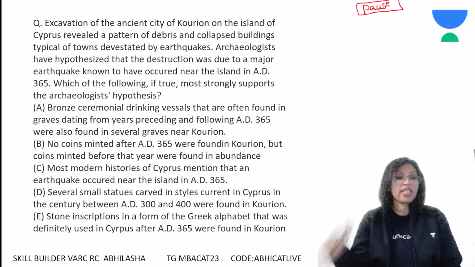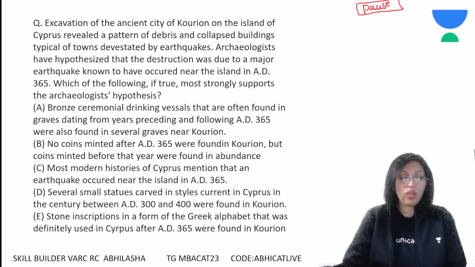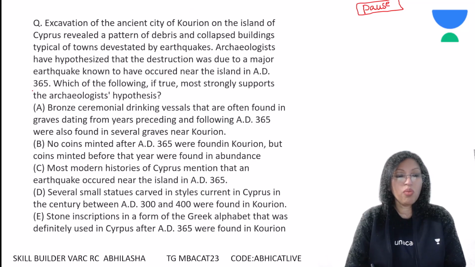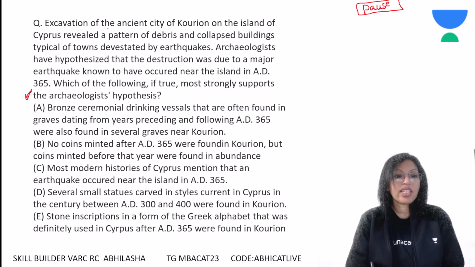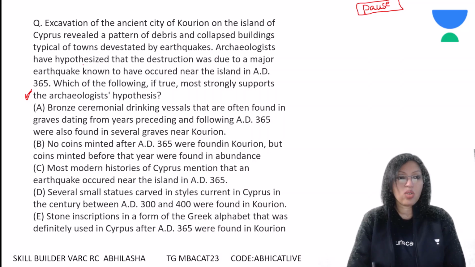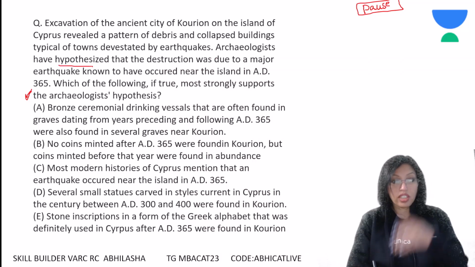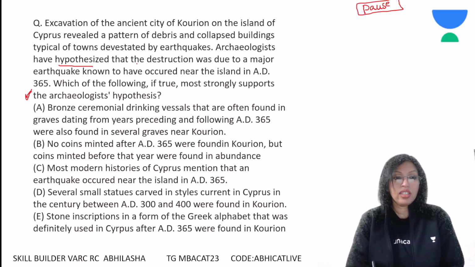So here we are. Very quickly, please understand that whenever you're doing a question, you must always find something that supports the author's hypothesis. Okay, let's read it. Excavation of the ancient city of Kurion on the island of Cyprus revealed a pattern of debris and collapsed buildings typical of towns devastated by earthquakes. Archaeologists have hypothesized, so I know this is the conclusion that I'm going to strengthen, that the destruction was due to a major earthquake known to have occurred near the island in AD 365.